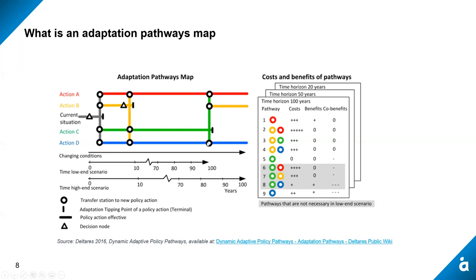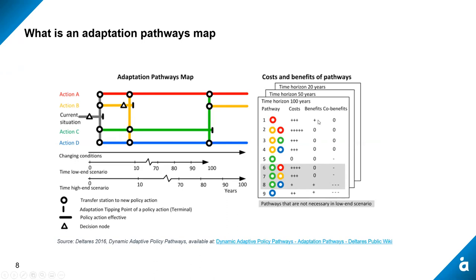And then you can use those combinations of actions or pathways to create portfolios. And on the right hand there, you can see a number of portfolios of options, and you can assess the performance of those to understand which pathways are preferable.